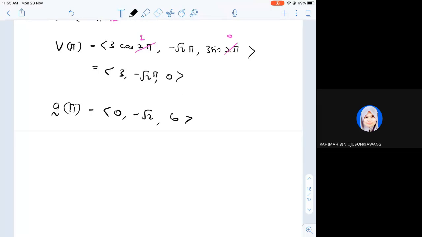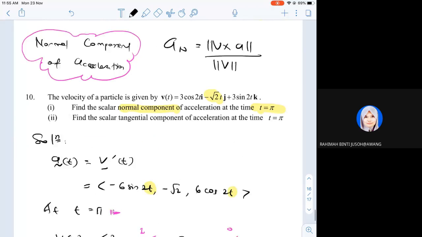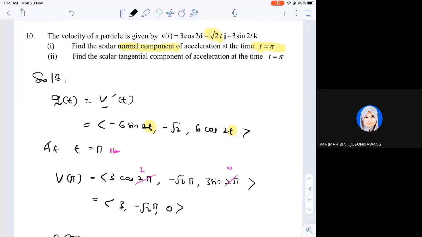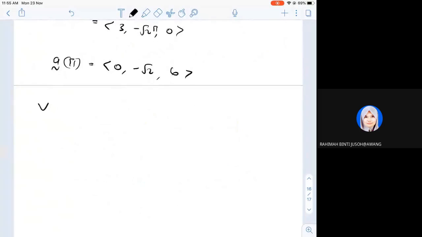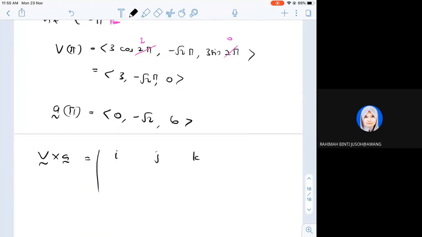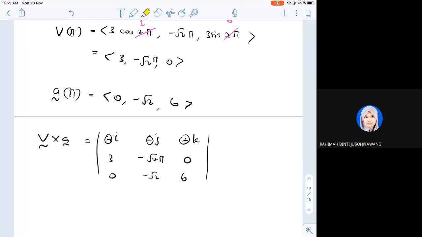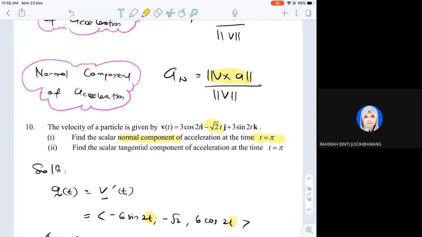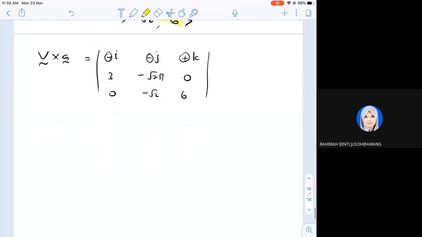Okay, so now we will have V dot A. So let us do V dot A. First, the question wants the normal component. For the normal component you need the cross product, so V cross A. Okay guys, we have i j k, with plus, minus, plus, then 3, negative square root 2 pi, and 0, and here 0, negative square root 2, 6, like that. We cross this with this. Because it asks for the scalar normal component, the normal component needs the cross product. I will just give you the answer so you can calculate later.